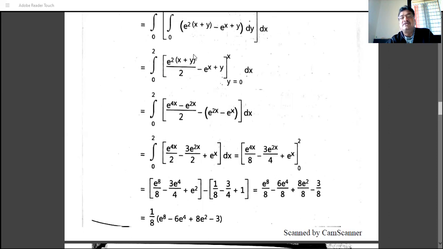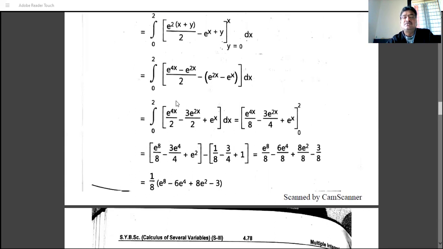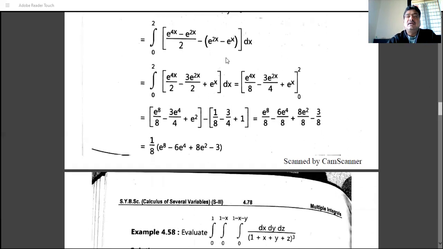So substitute x, y as 0, so e raised to 2x by 2, right, by 2, e raised to 2x by 2, here write by 2, minus e raised to x, okay, and then its simplification, e raised to 4x by 2, minus e raised to 2x, and this minus e raised to 2x by 2 becomes minus 3 by 2 e raised to 2x, and then plus e raised to x, this is correct. And then here write divide by 2 here, and here is the change.